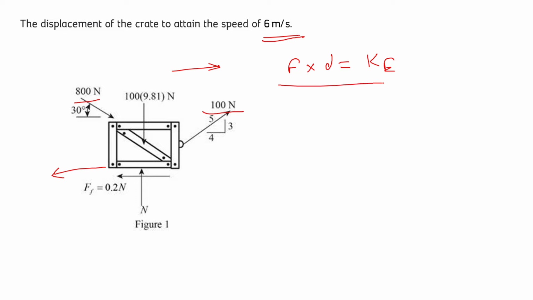This is one of the methods, or in another method we can calculate the individual work done by these forces. We can calculate the work done by this force, the work done by this force, and the work done by the friction, and then add them, and that is equal to our kinetic energy, which we can calculate as half m v square. Let's substitute the value of m as 100 and the value of v as 6 meters per second. So from here we can calculate the value of displacement.